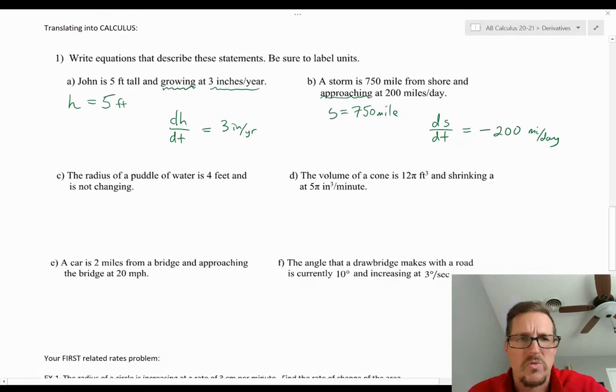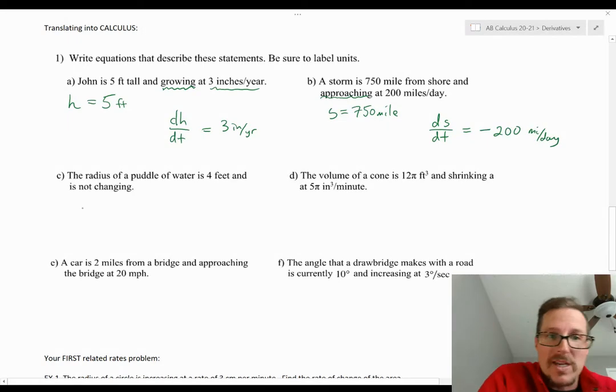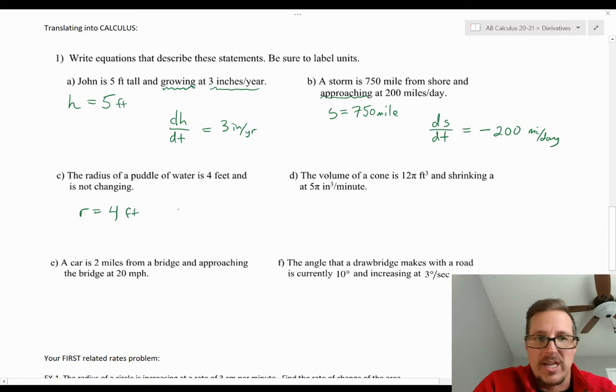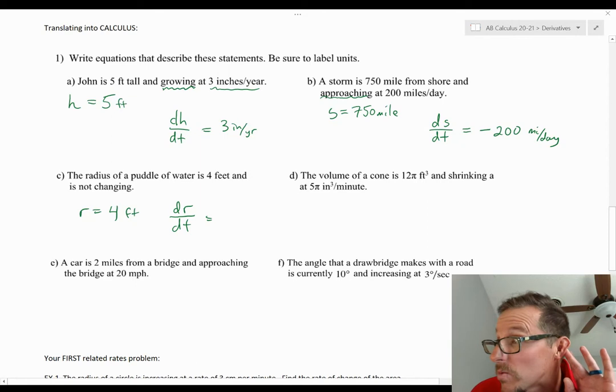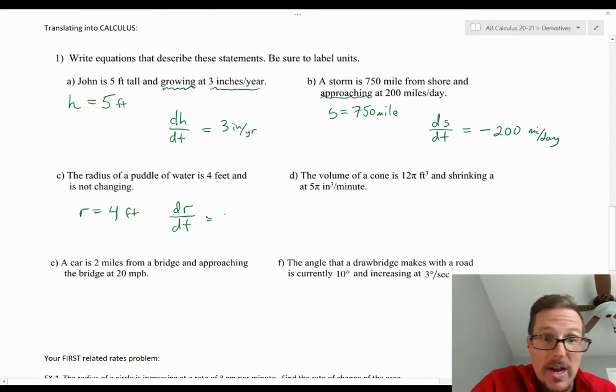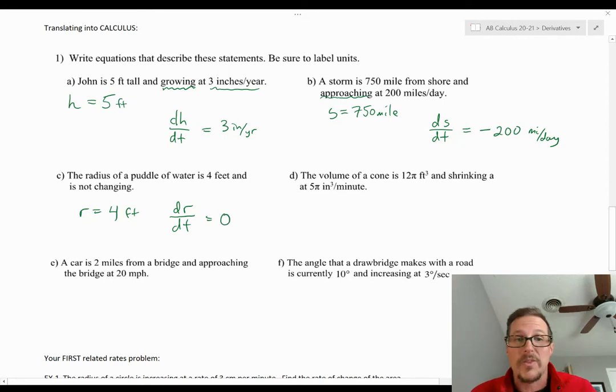Let's do 2 more here. The radius of a puddle is 4 feet, and it's not changing. Well, we could say easily, r is 4 feet. So if it's not changing, then the rate of change of the radius with respect to time is, what's that? What'd you say? 0. That's right. If it's not changing, not growing, not shrinking, then the rate of change is 0.